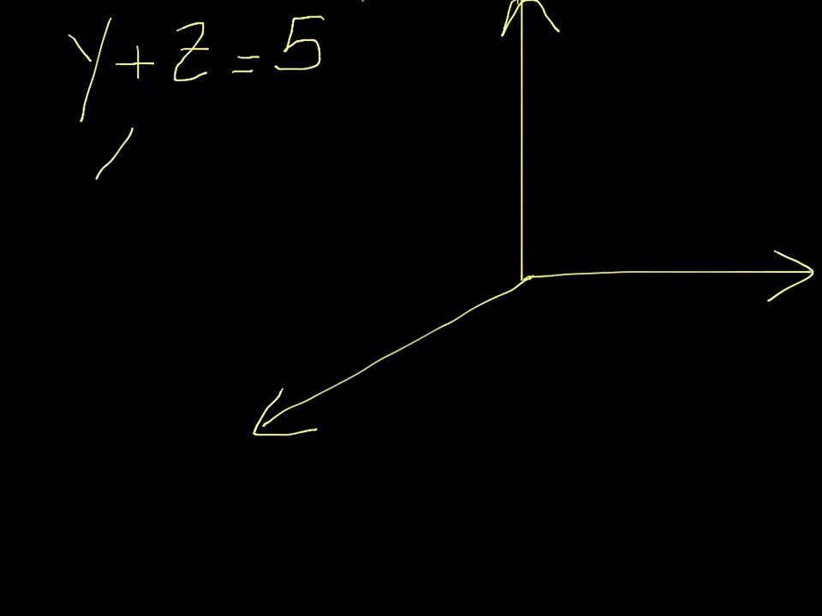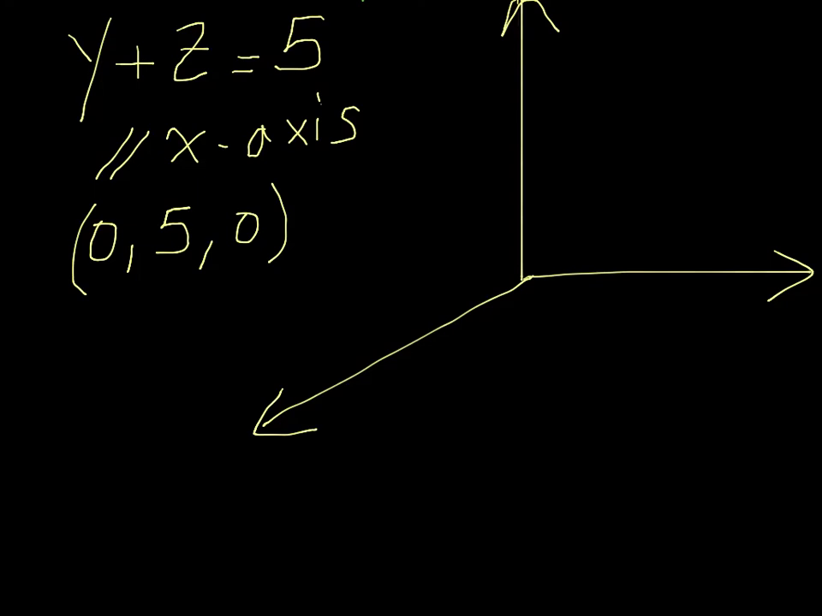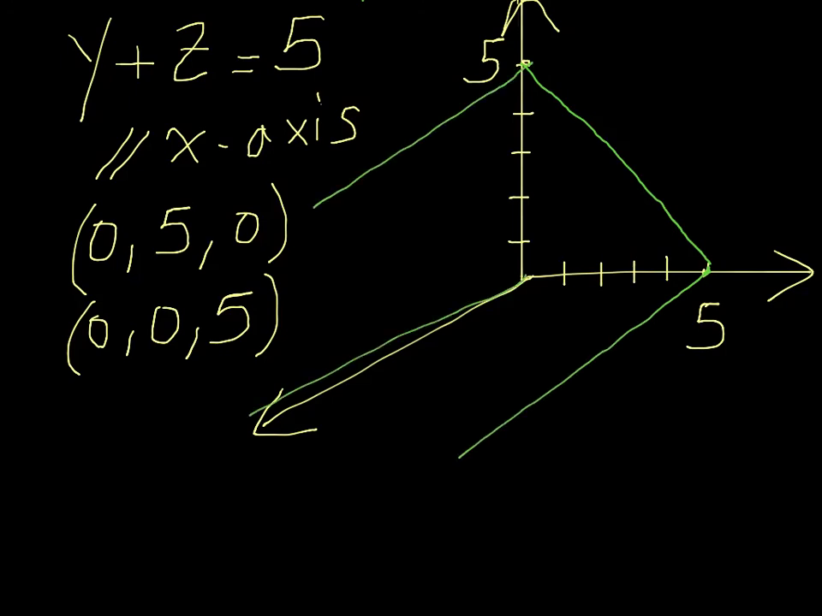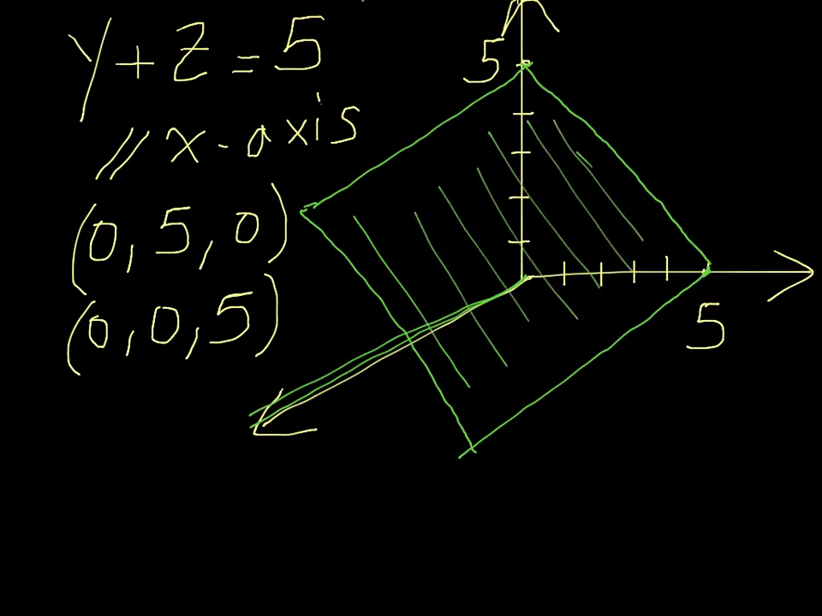Sketching this plane, it's going to be parallel to the x-axis because x is missing. So we have the y-intercept, which will be 0, 5, 0, and the z-intercept, which is 0, 0, 5. So we want to go to the y-axis, 1, 2, 3, 4, 5. We want to go to the z-axis, 1, 2, 3, 4, 5. We want to connect those with a straight line like this. From each one of those locations, I need you to make a line parallel to the x-axis. This is the x-axis, and we want the plane parallel to it. You do it at any length you wish, and then close it at some point. This plane right here is parallel to the x-axis.